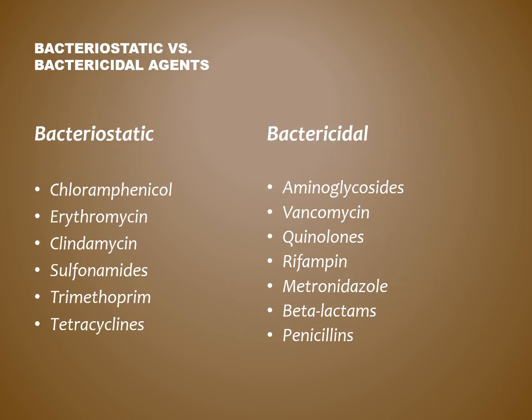So here we have a list of antibiotics that are either bacteriostatic or bactericidal. Remember, the bacteriostatic drugs are the ones that actually inhibit growth and reproduction of the organism, while the bactericidal drugs are the ones that actually kill all existing organisms. The bacteriostatic antimicrobials are chloramphenicol, erythromycin, clindamycin, sulfonamides, trimethoprim, and tetracyclines. The bactericidal drugs are the aminoglycosides, vancomycin, the quinolones, rifampin, metronidazole, the beta-lactams, and the penicillins.